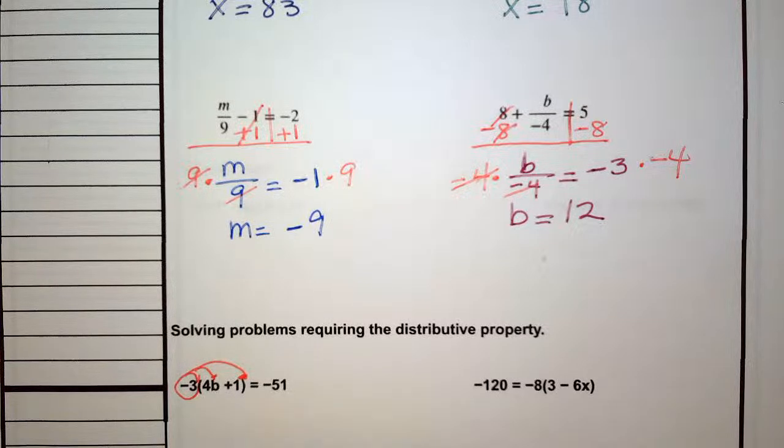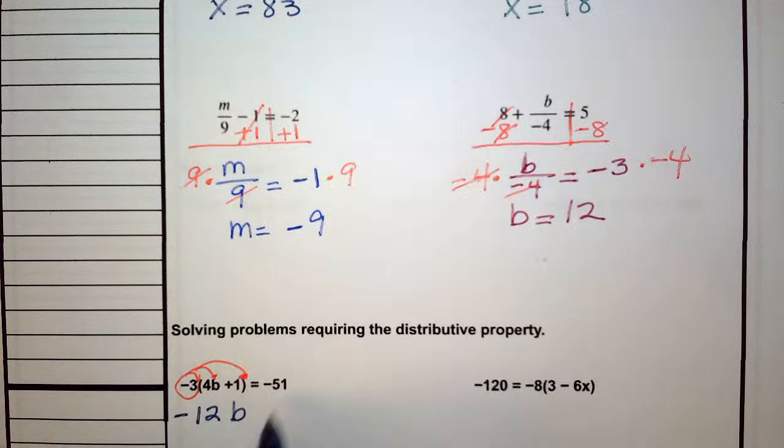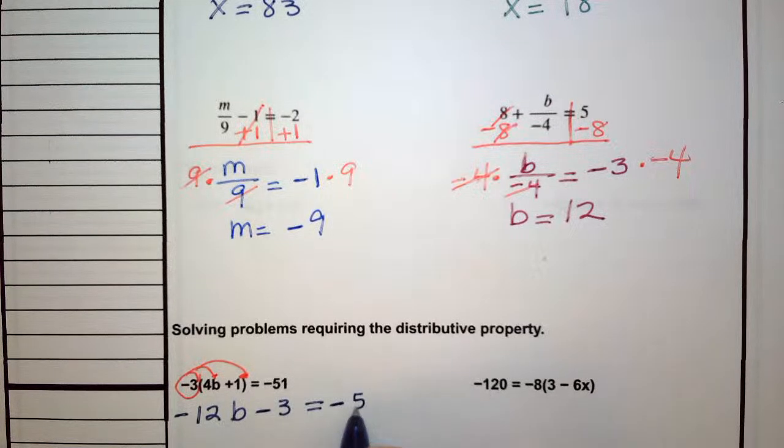So I've got negative 3 times positive 4. Negative 3 times 4 is negative 12. Don't forget the b, because it is 4 times b. So it's negative 12 times b. Negative 3 times positive 1 is negative 3. And that is equal to negative 51.